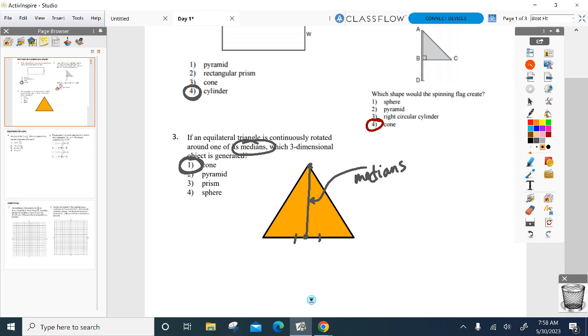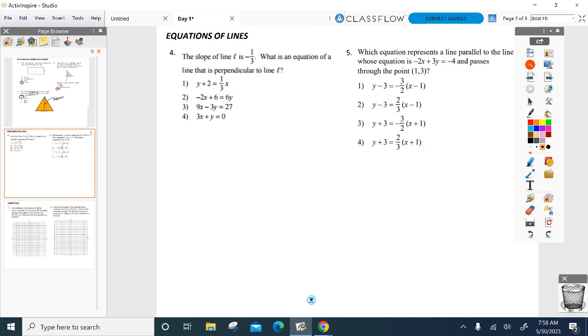Questions, comments? Okay. Next up, equations of lines. Always comes up for some reason. Equations of lines. Let's take a couple notes down below before we answer these questions. Here you go. A couple notes real quick down at the bottom.